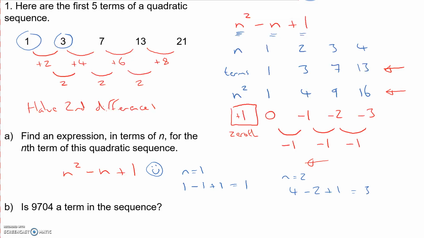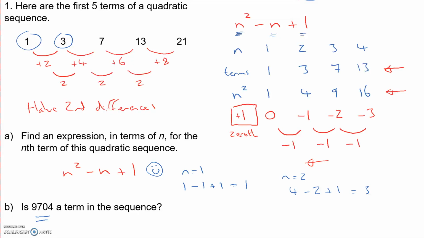N squared minus n plus 1. Okay, is 9,704 a term in this sequence? Well, if this was an arithmetic sequence, okay, we'd set our nth term rule to equal 9,704, and then we'd find out whether we got some integer when we calculated that. Right, here we can treat this a lot more simply.